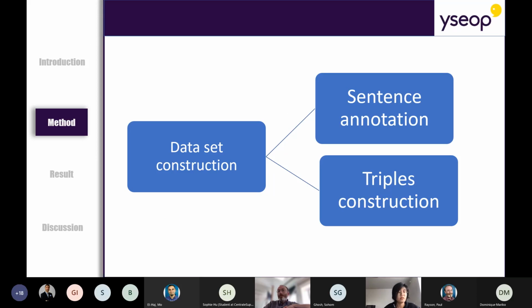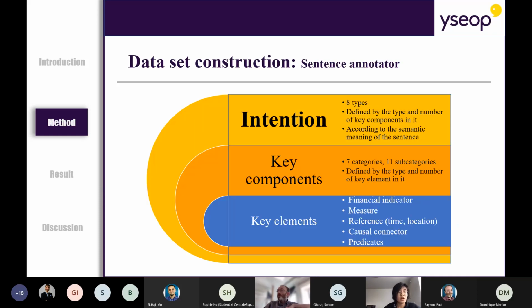Then we talk about the data construction process, which contains two steps: sentence annotation and triple construction. The three most important elements for the sentence annotator are key element, key component, and intention. For most cases, key elements refer to the factual information in a sentence. For instance, the financial indicator, measures, reference, causal connector, and predicates.